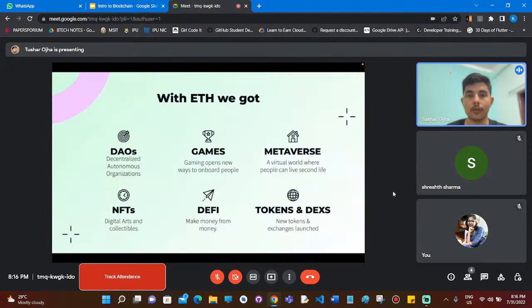So we are going to talk about what happened with Ethereum getting announced, with smart contracts. These are some of the types of dApps, or decentralized applications, which we're able to hear about. There are DAOs, games, metaverse, NFTs, DeFi, tokens, DEXs. So what are all these things? Let's have a brief look at what these mean and how they are created through smart contracts.